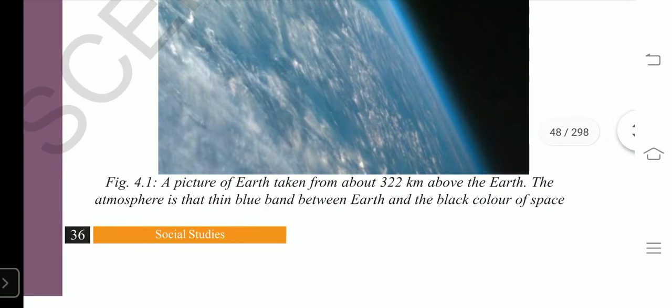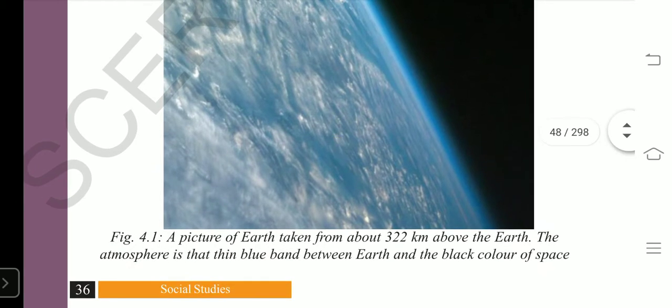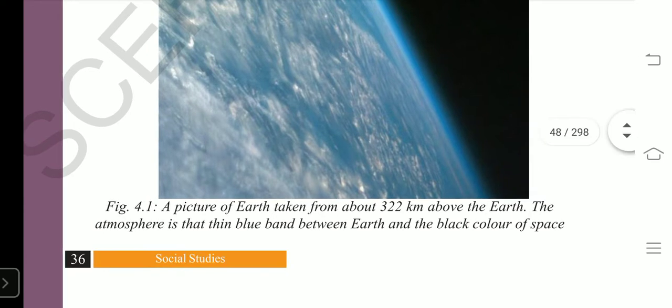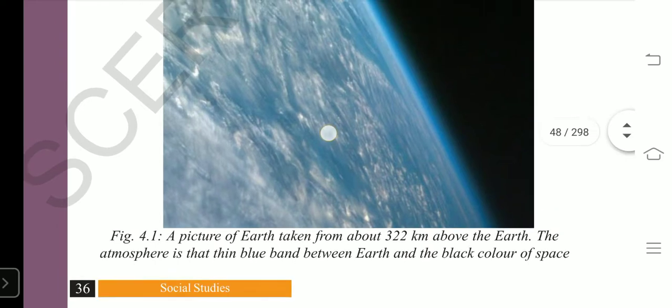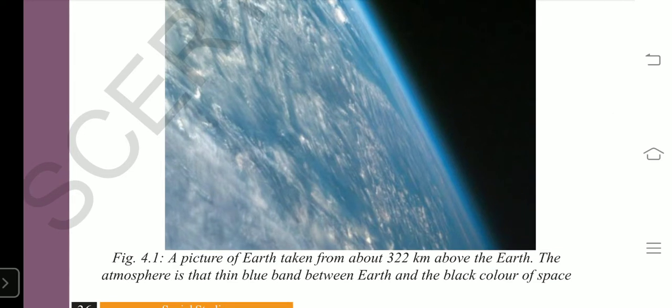Atmosphere is a thin envelope in which many gases are present. So it is the air surrounding the earth that is called atmosphere. We fly kites in the air. So without air, we cannot fly kites. Birds cannot fly. Our national flag cannot flutter. This is because of atmosphere. So atmosphere is useful in many ways to us.